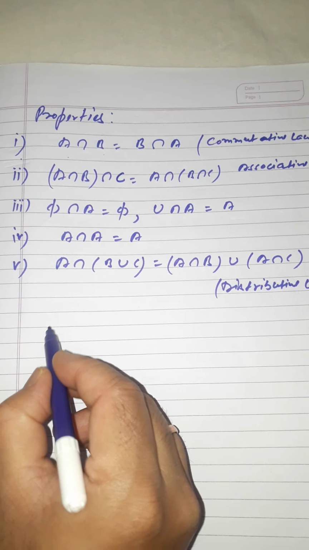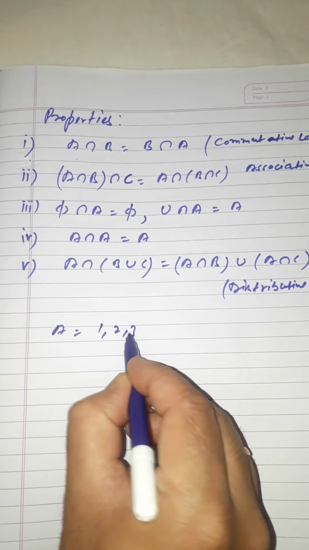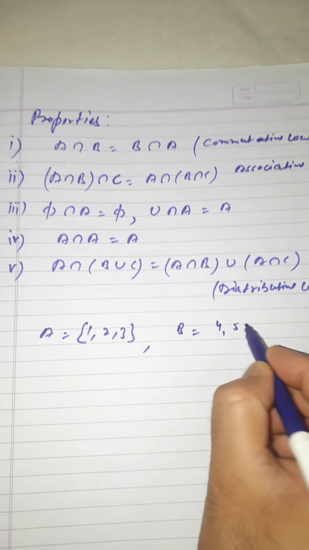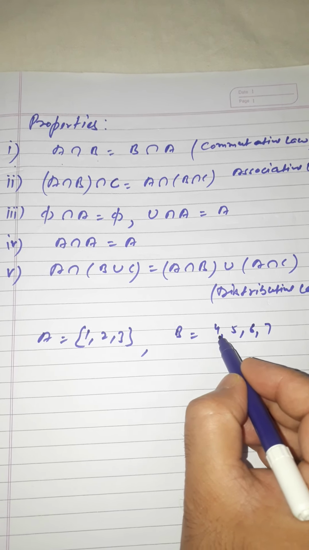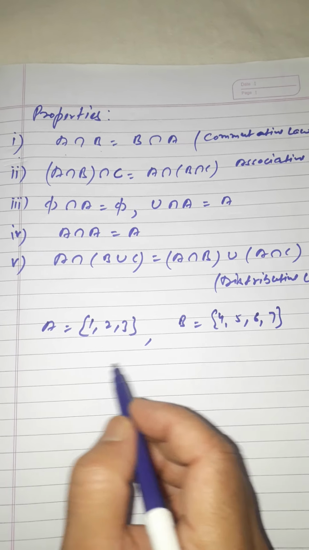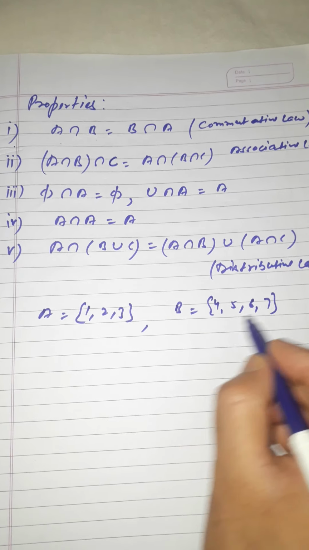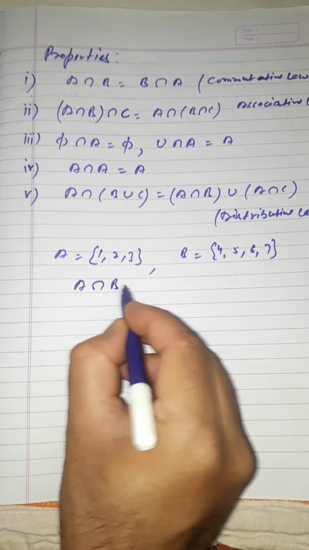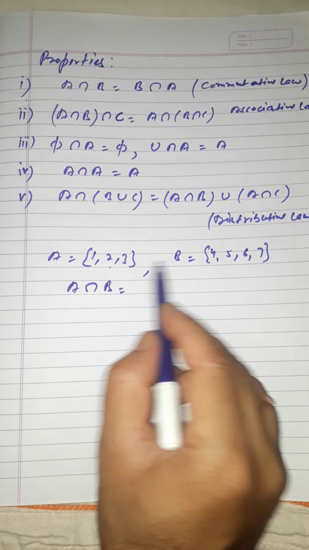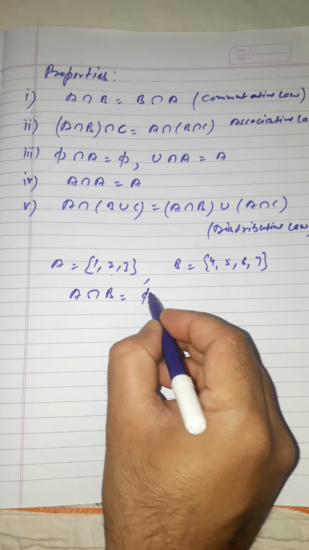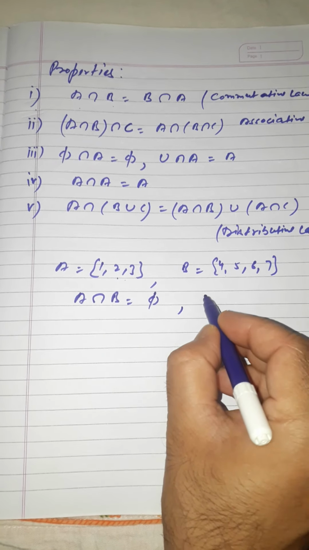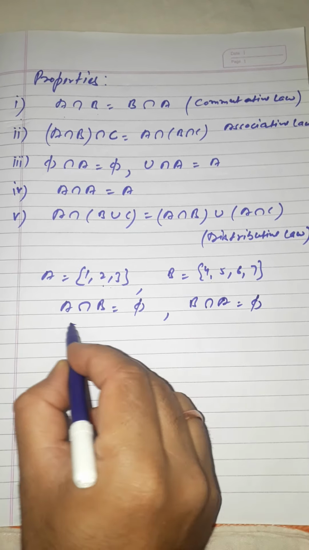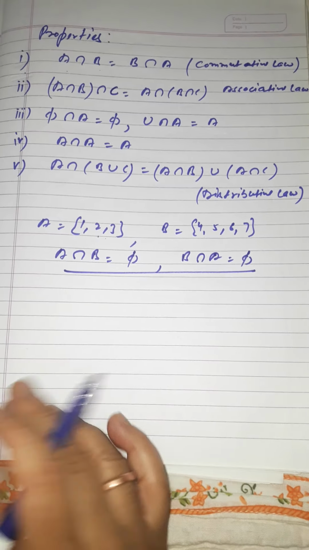Here I want to tell you, students, if I have the elements 1 2 3 in set A, and in set B I have 4 5 6 and 7. While we are saying A intersection B, you see there is nothing common between them, so we say that the intersection is equal to φ. In the same way, when we say B intersection A, that is also equal to φ. So here we can say that their intersection is equal to φ.